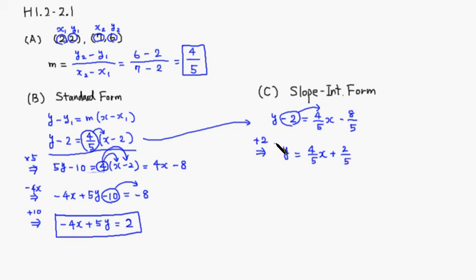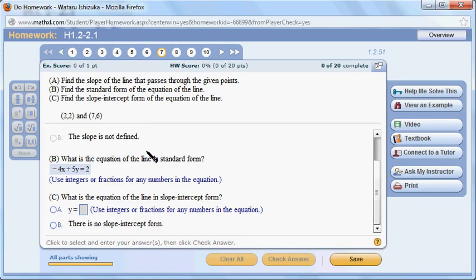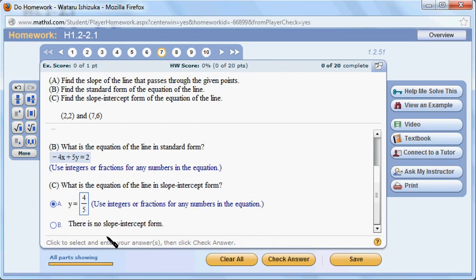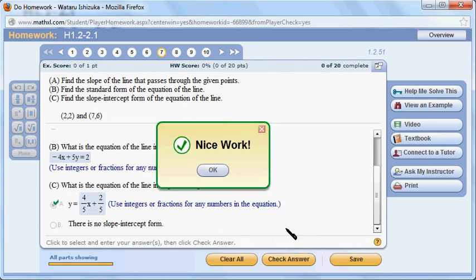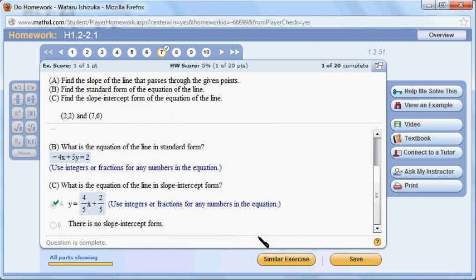So this is the equation of the line in slope-intercept form. Let's check that. The slope is 4/5, then x plus 2/5. See if this is correct. All right, that worked out. I guess that's it. I hope that this was clear.